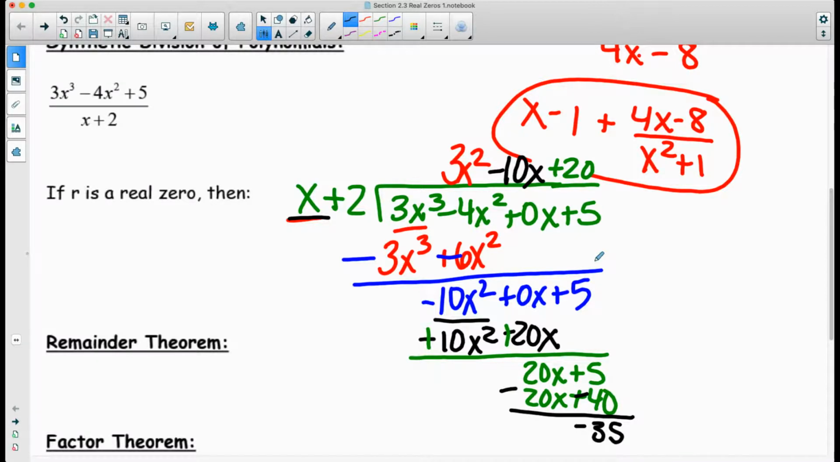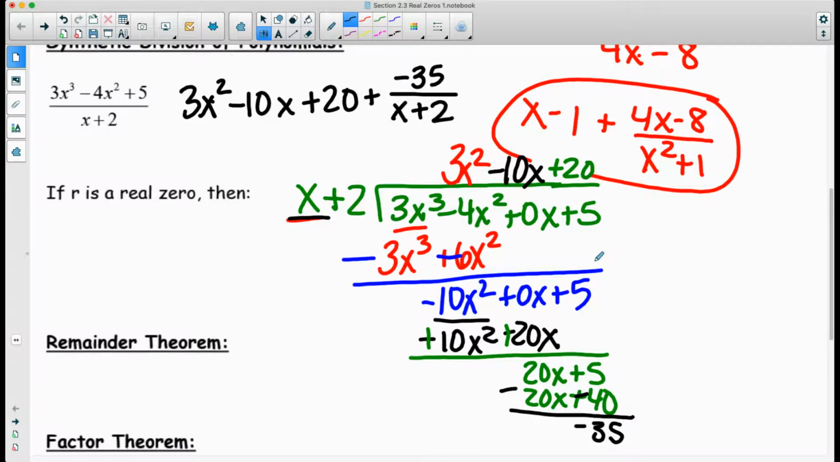So to write my final answer, I'm just going to write 3x squared minus 10x plus 20 plus the negative 35, or you can do minus, it doesn't matter, over whatever it couldn't go into evenly, which is that x plus 2. Okay. Any questions on that?